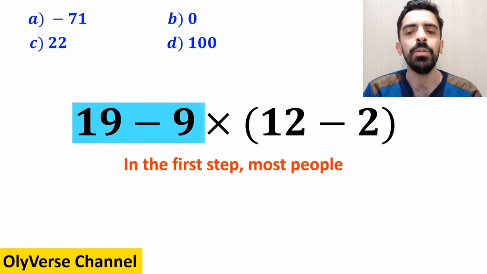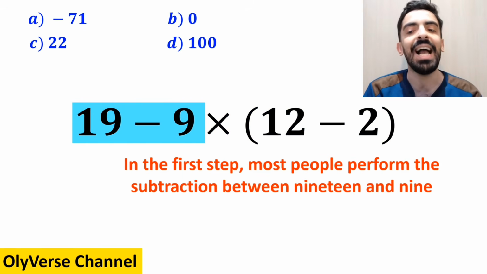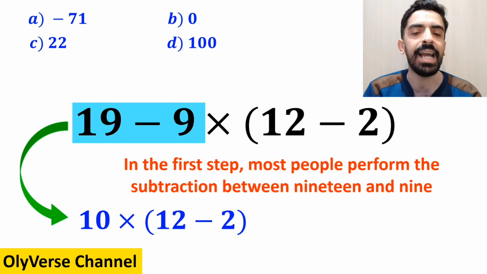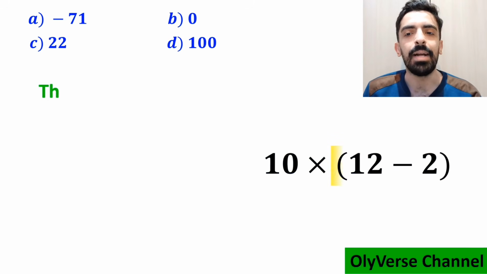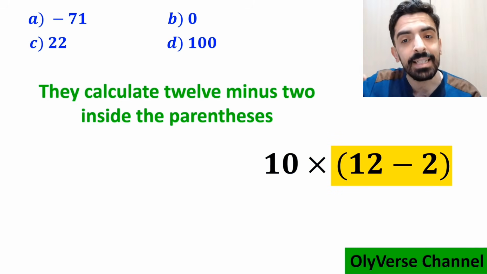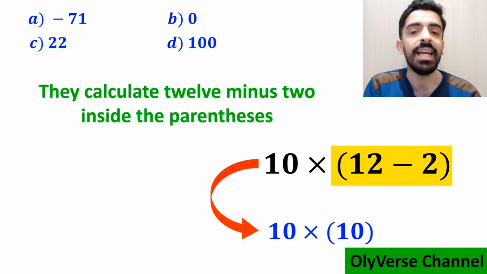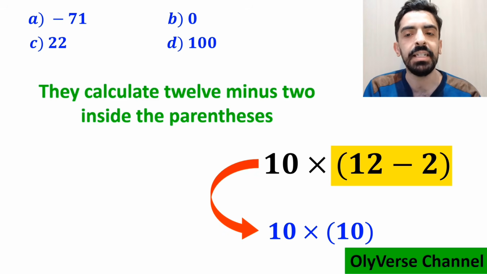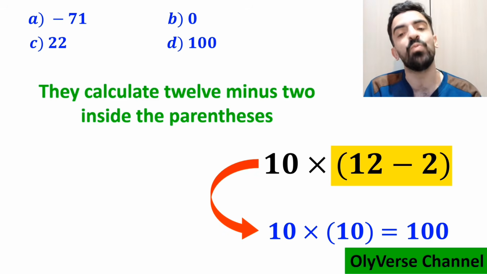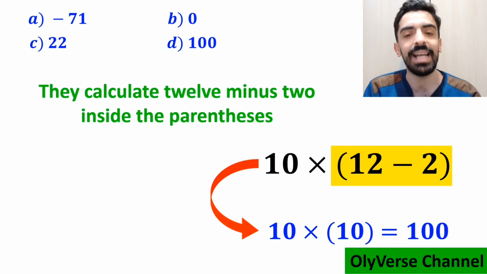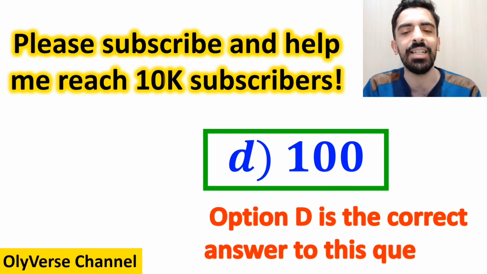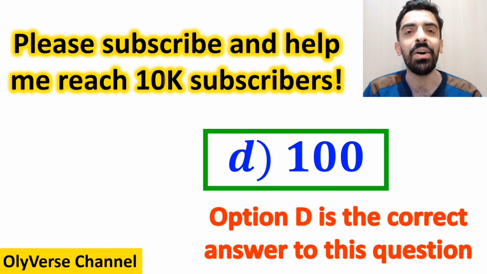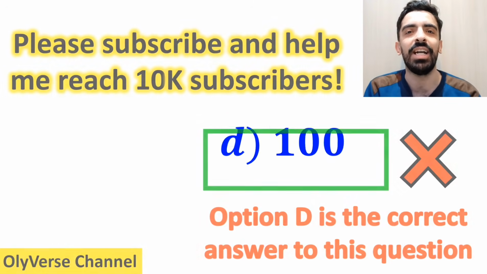In the first step, most people perform the subtraction between 19 and 9, which I have highlighted in blue. So, this expression simplifies to 10 multiplied by 12 minus 2 inside the parentheses. In the next step, they calculate 12 minus 2 inside the parentheses, which becomes 10 multiplied by 10. And finally, the value of this expression must be equal to 100. Then, without any hesitation, they quickly say that option D is the correct answer to this question. However, it's not the correct answer to this question.